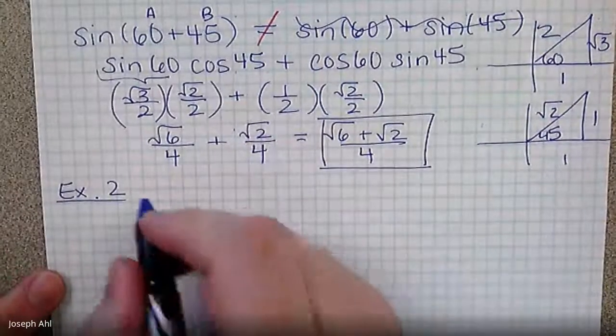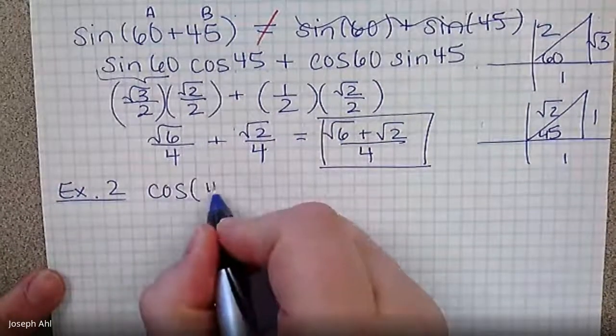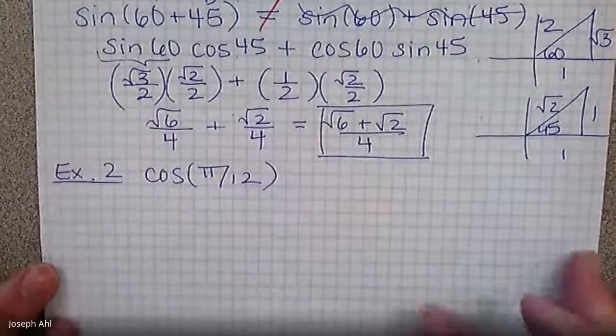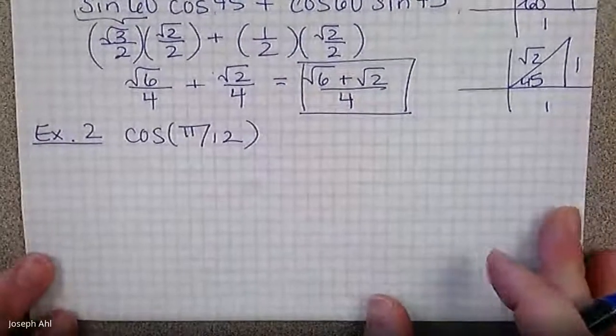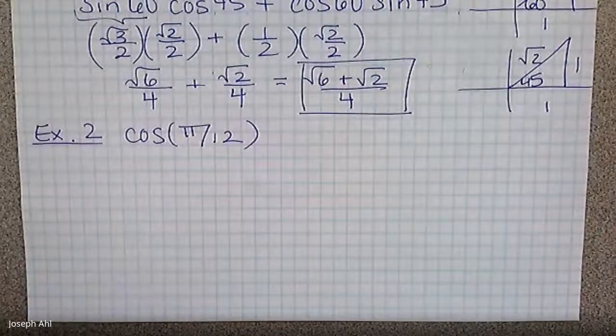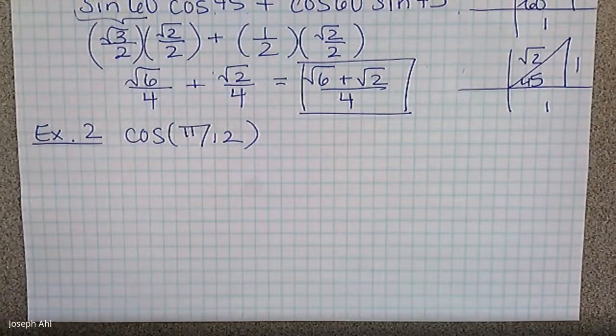In example 2, we're going to evaluate cosine of pi over 12. And if you look at pi over 12, you might be thinking, that doesn't sound like a special one. We're used to pi over 6 and pi over 3 and pi over 4. Yeah, pi over 12 is not necessarily one of the special angles, but we can add or subtract some special angles to be left with pi over 12.